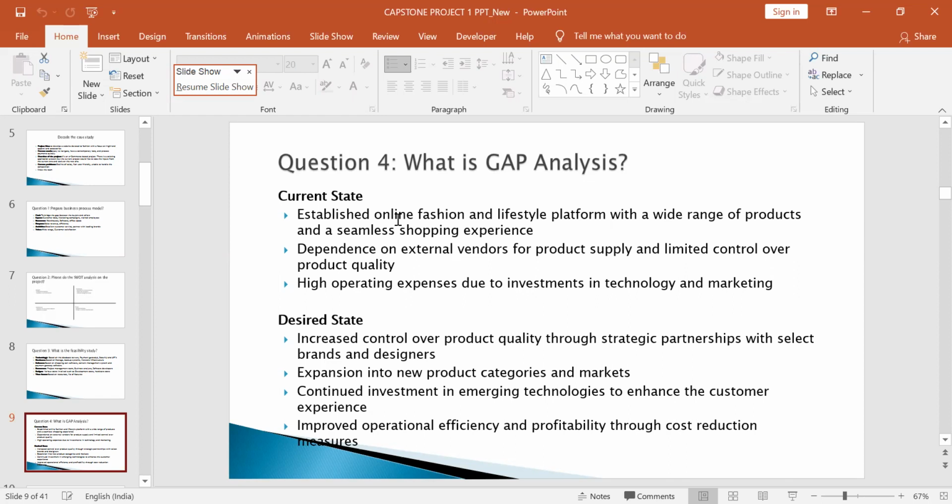Like expansion into new product categories and markets. So continued investment in emerging technology to enhance the customer experience, like adding new features. So improving operational efficiencies and profitability through cost reduction.